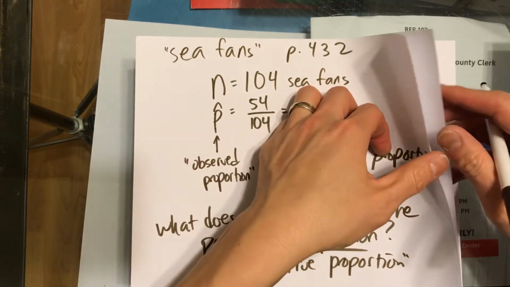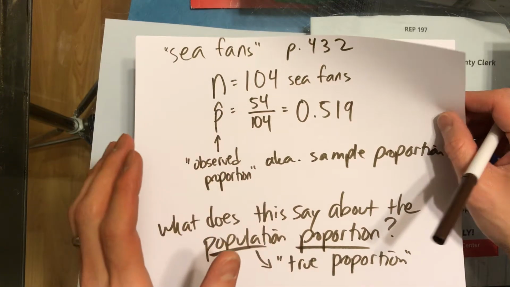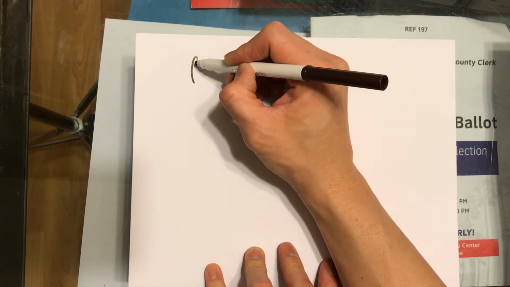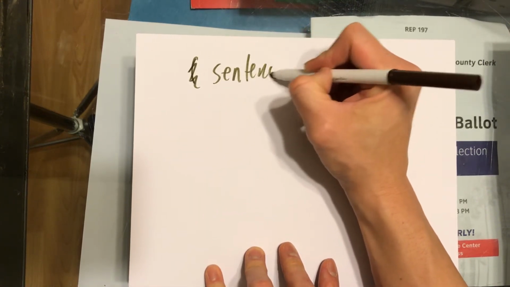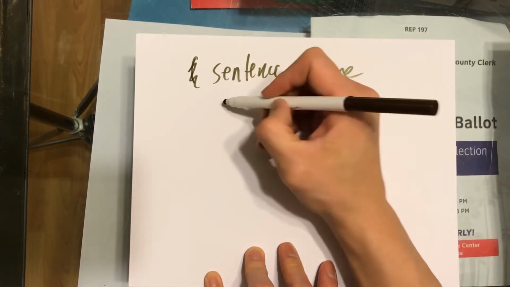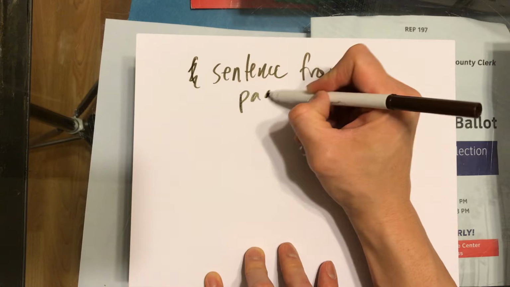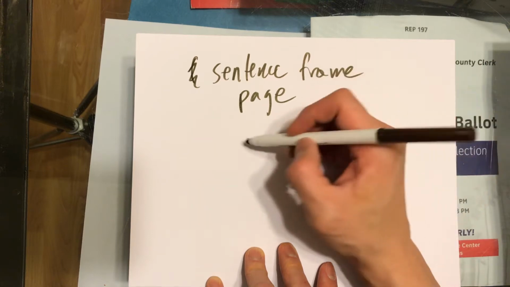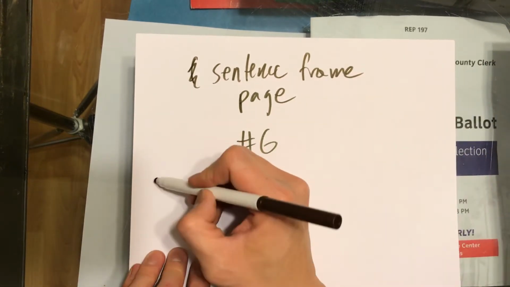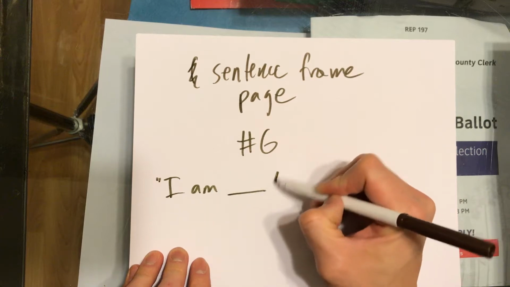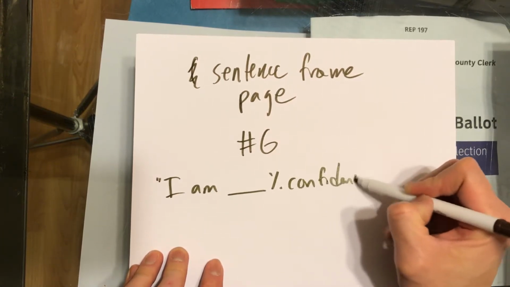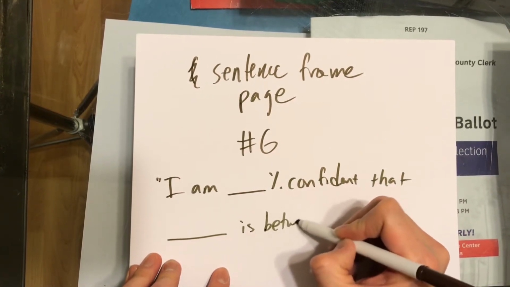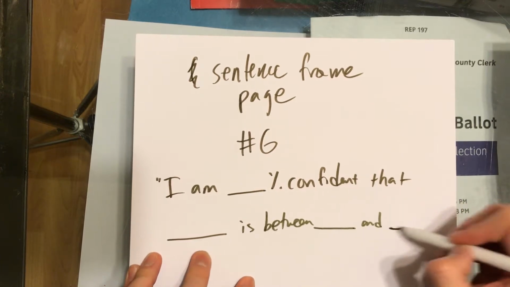If you want to know how to actually answer sample proportion questions, see the sentence frame page that I gave you a long time ago. There are copies of this in the back of the room, so you can go back there and get one right now. It's number 6. It starts off with something like, I am something % confident that something is between something and something.